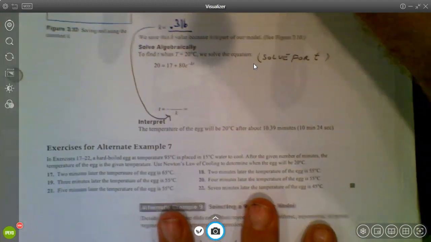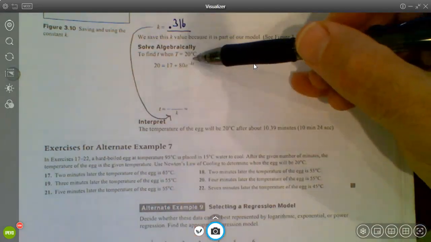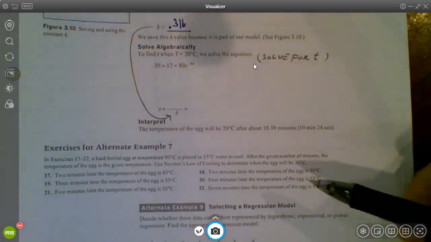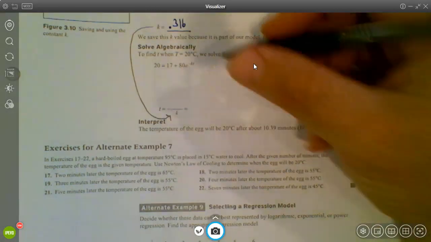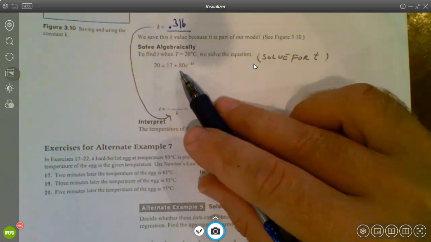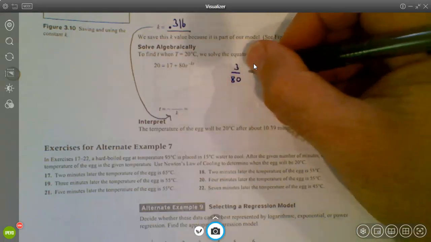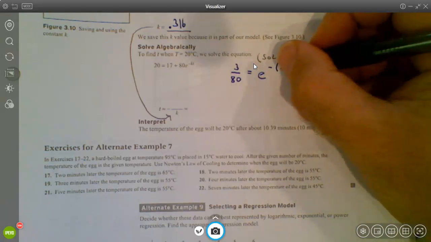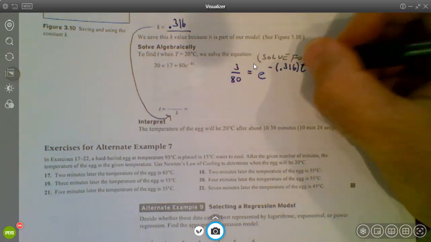So which means, now that we know our value for k, I can take this equation, I can plug in this value for k, and I can set the whole thing equal to 20 and solve for time. Right? So now we're just solving this equation, trying to figure out what our time is. So I would still start by subtracting the 17 and dividing by 80. So you're going to get something like this. I already know my value for k is 0.316. And we are solving for time.